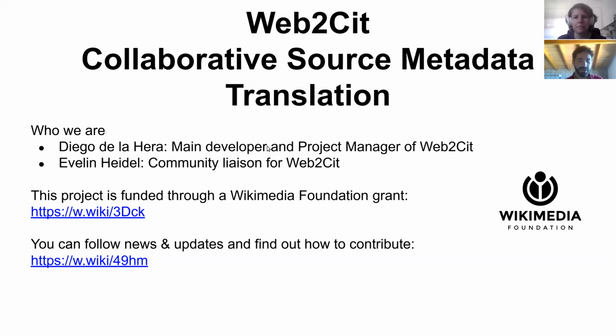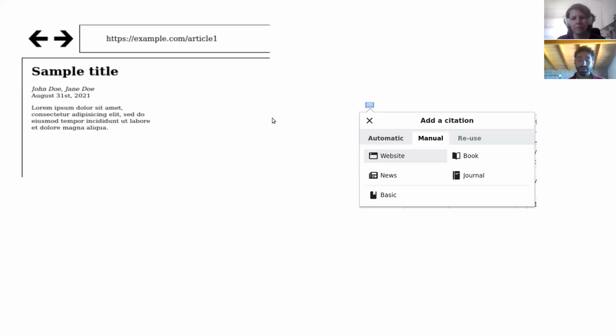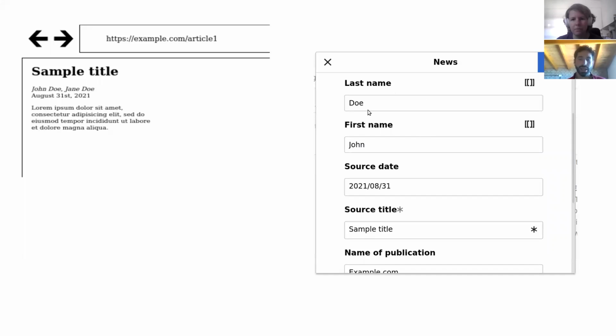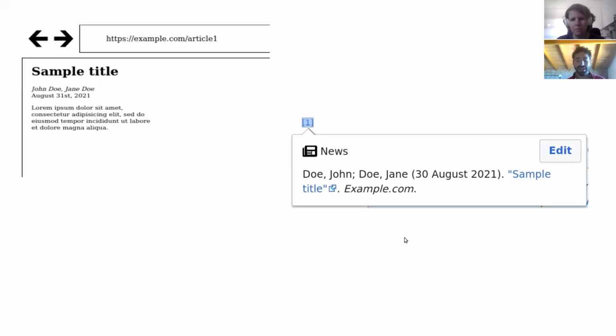Thank you very much, Evelyn, and welcome everyone. Right now, if you would like to cite an article in Wikipedia, for example this newspaper article, example.com/article1 with this sample title, in the visual editor you can click on cite and add the citation manually. In this case, I will add a news citation and manually type in the last name of the author, the first name, the source date, title, and other metadata. This way I can easily insert the citation as a citation template.